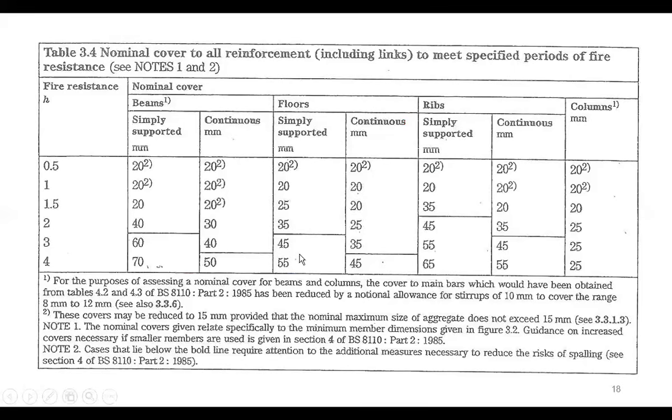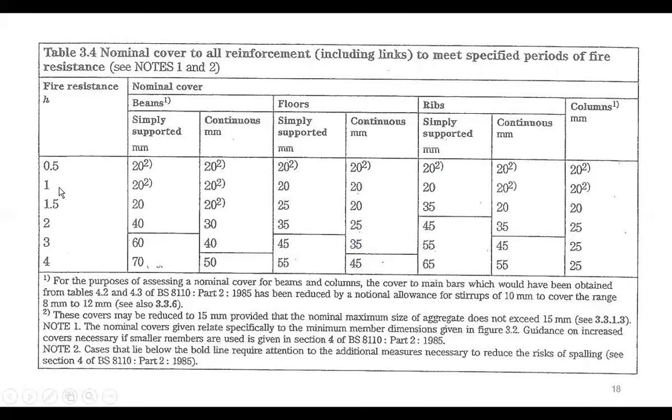So if we are talking about floors, slabs, you have the case of simply supported and the case of continuous. Let's say you have to resist the fire for 2 hours and you have a simply supported slab. So how much will the cover be in this case? You will go for 2 hours, go horizontal, see the slabs, floors, simply supported, and it will be 35 millimeter.